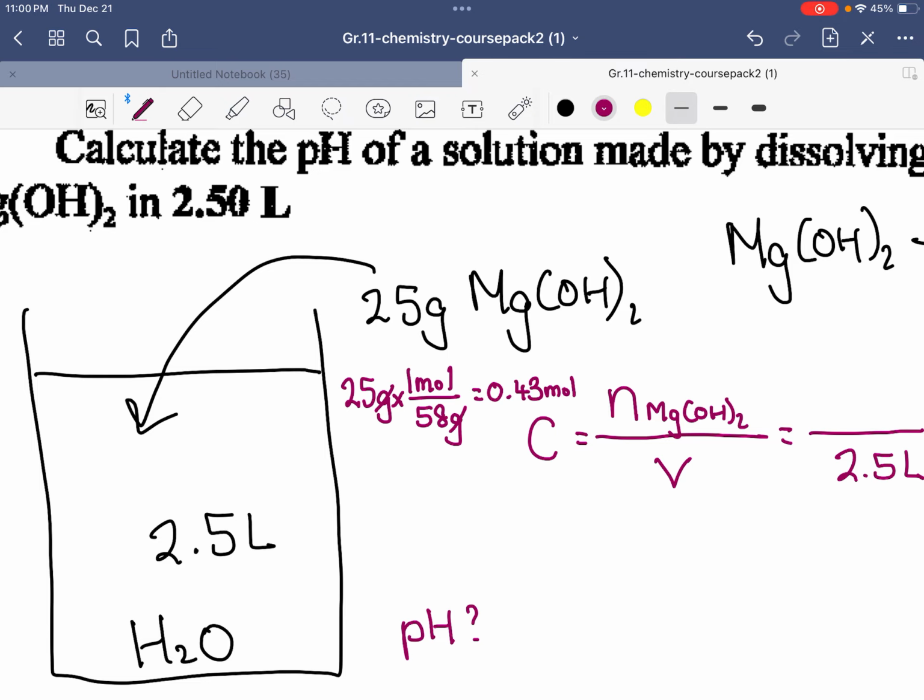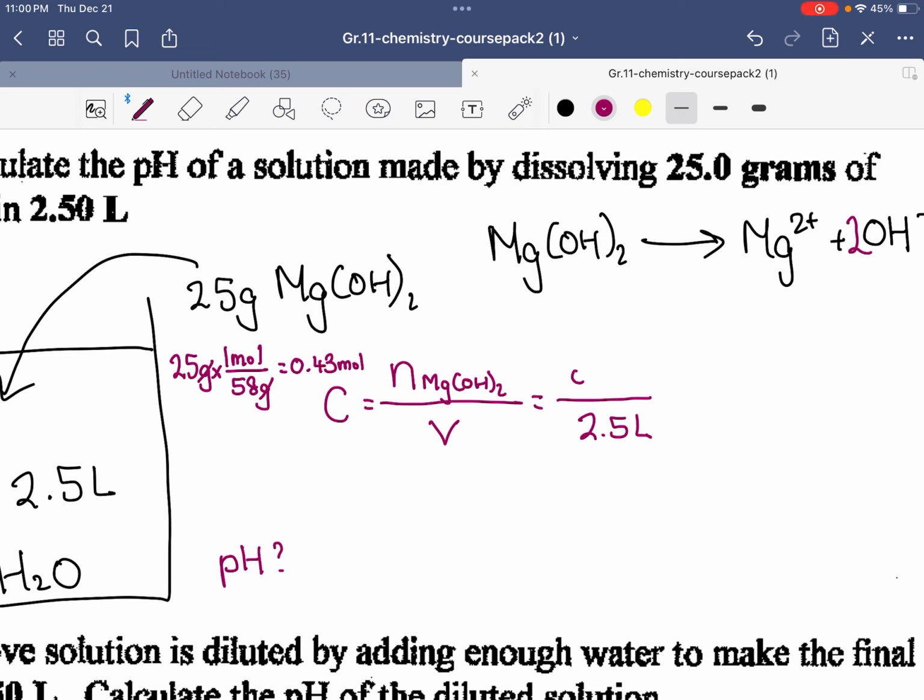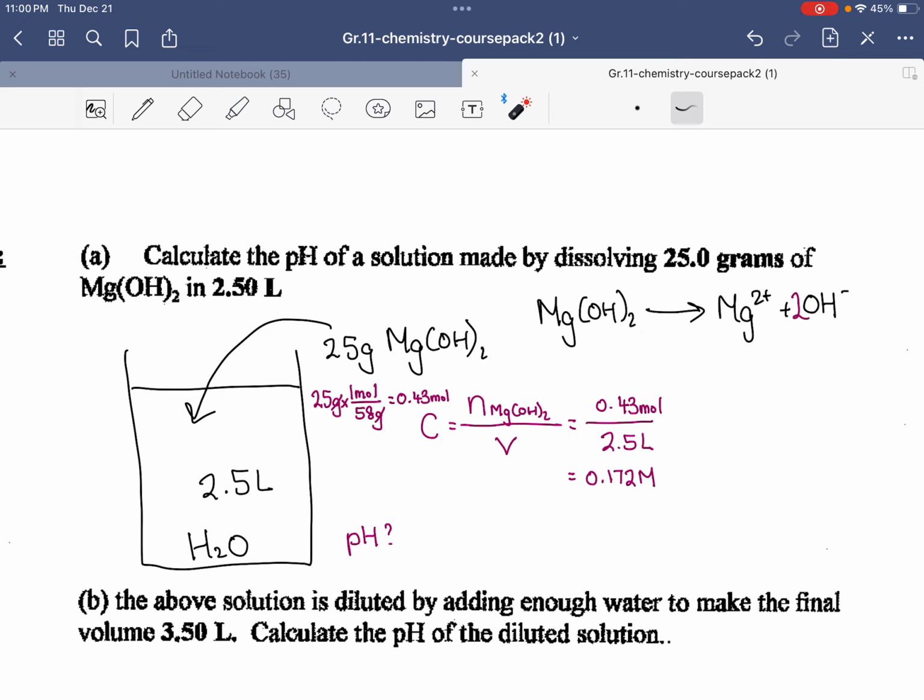Okay? So there you go. Sub it in right here. 0.43 mole. So the concentration is going to be 0.172 in molarity. All right, so that is the concentration of the solution after adding in 25 grams of Mg(OH)2 and dissolving it in 2.5 liters of water.